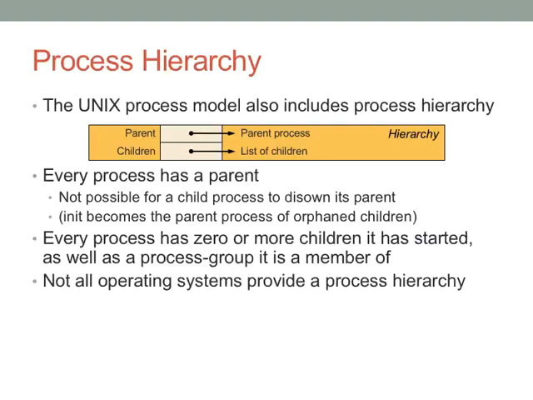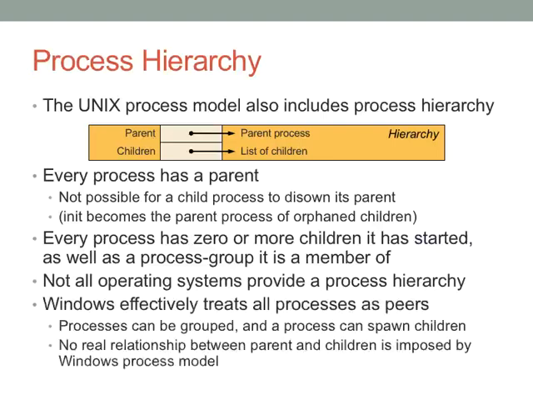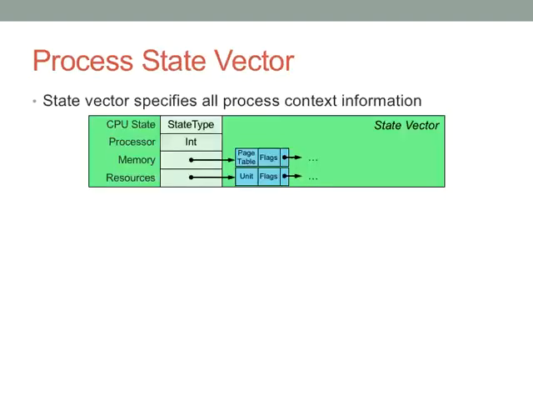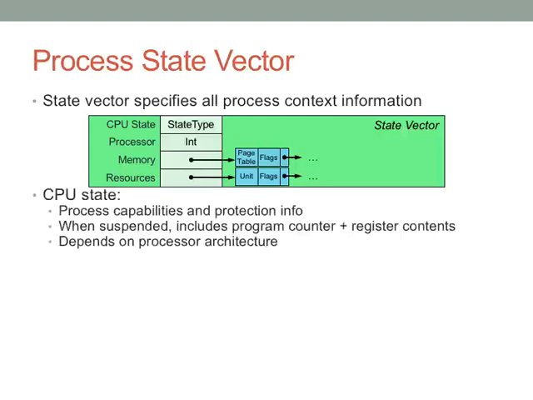Okay, so not every operating system provides a hierarchy. Windows is a notable example that doesn't really impose a hierarchy. You can group processes and you can have leaders of groups and so forth, but they all are kind of peers on Windows. Okay, state vector, so this is all the context information.